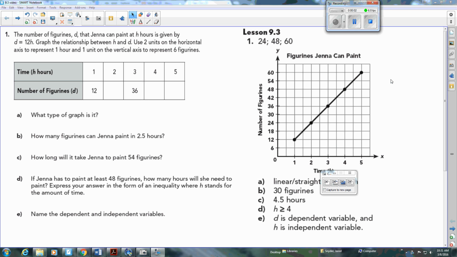Okay, this is the video 9.3. It's both the worksheets and the workbook.